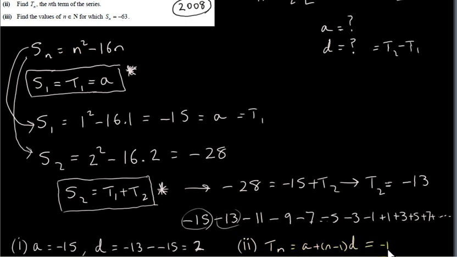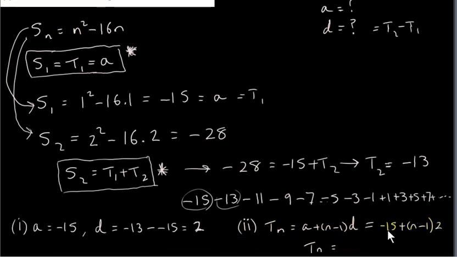Well, a is minus 15, and d is plus 2. We just simplify this. We will have a minus 15 here and a minus 2 when we multiply. So we'll have minus 15 minus 2 is minus 17. And then we have 2 times n. Minus 17 plus 2n, or 2n minus 17. Might look better to write it this way, but it doesn't matter. So there's an expression or formula for Tn.